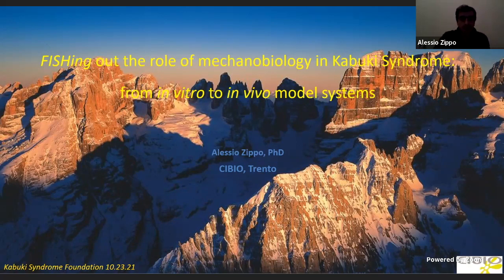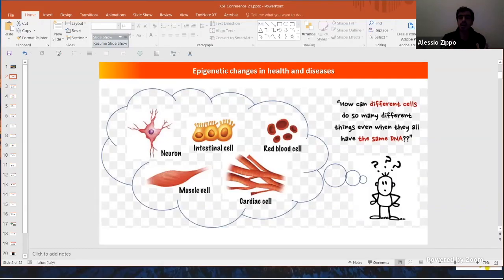So let me reintroduce you to a topic of our research. And in particular, I would like to share with you some of our recent findings on the topic of Kabuki Syndrome. So as you may know, our body is organized as tissues which are composed of multiple different kinds of cell types.